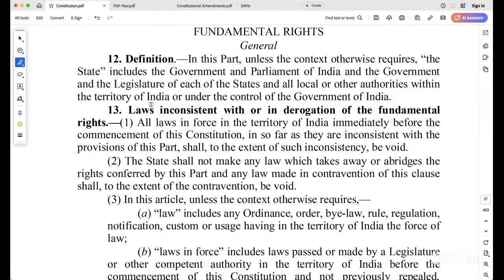Within the territory of India itself, then all the things will come under the control of the government of India. That is all they have given. Sometimes what happens is, if they give an option like authorities within the territory of India, you might get confused. Sometimes the question will come like that only. Authorities within the territory of India, which means they are also included as state.